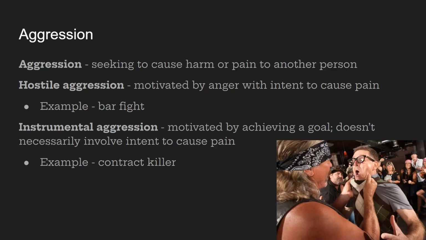And then on the other hand is instrumental aggression, which is motivated by achieving a goal and doesn't necessarily involve the intent to cause pain to others. So an example of this would be a contract killer who kills for hire but doesn't really want to cause, I shouldn't say want, but doesn't like causing pain, I suppose. Just doing it for the money.